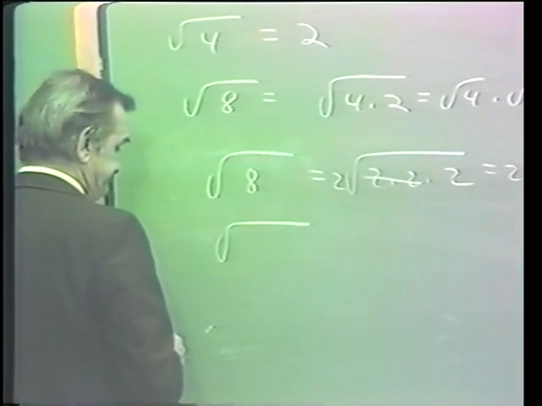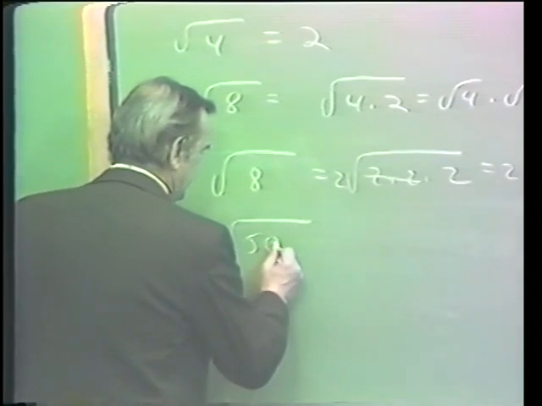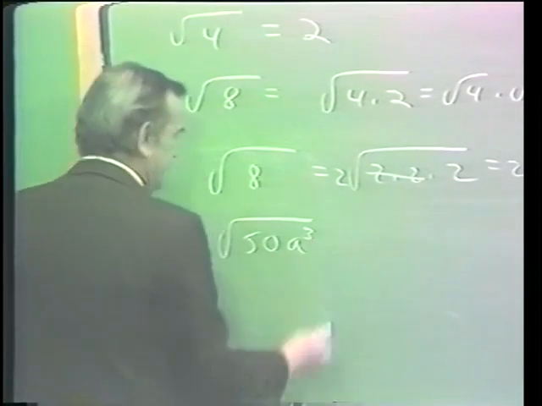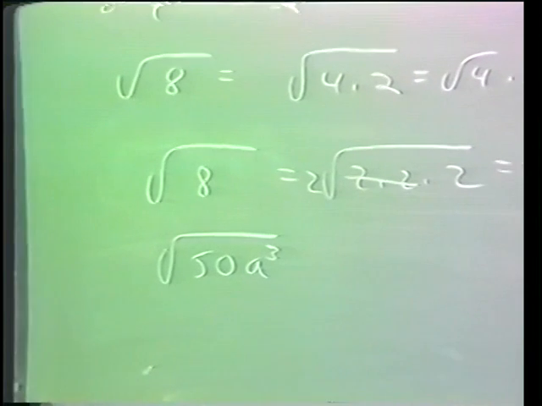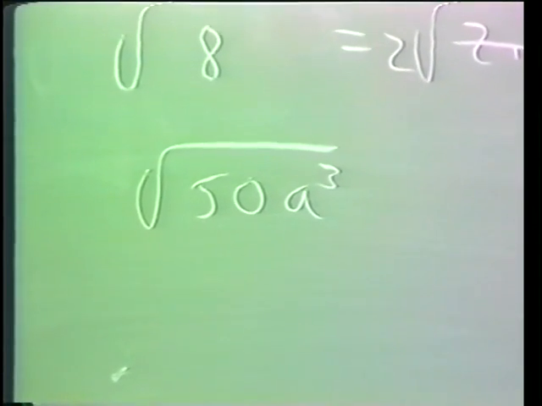Let's suppose we have the square root of 50a to the 3rd. And what I'd like you to do is simplify that radical.